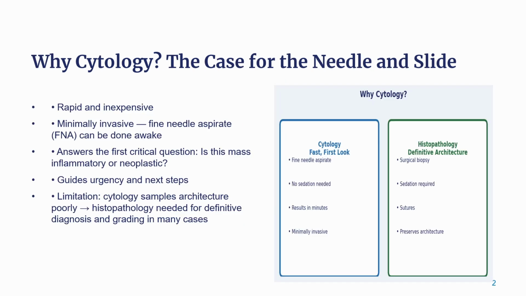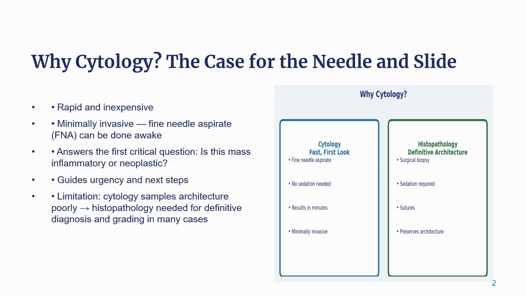The biggest question clinicians ask when they find a mass is, what is this? Cytology gets you an answer quickly and cheaply. A fine needle aspirate, a small needle, a syringe, 2 or 3 pokes into a mass, gives you cells to look at within minutes. It's so minimally invasive that most dogs and cats tolerate it awake.